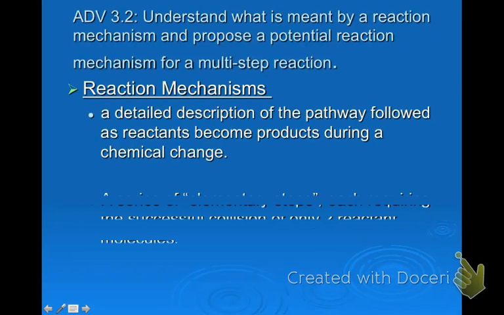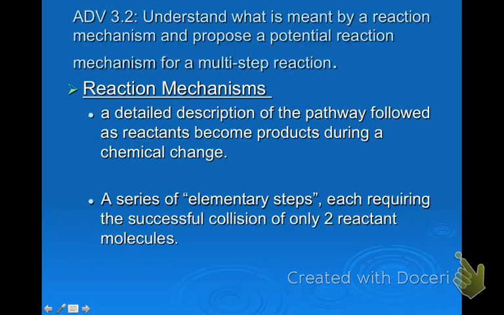So here we go. What is this reaction mechanism that I speak of? It is a detailed description of the pathway followed as reactants become products during a chemical change. It is also a series of elementary steps, each requiring the successful collision of only two reactant molecules. So a reaction mechanism tells us a lot about what's going on in a reaction.